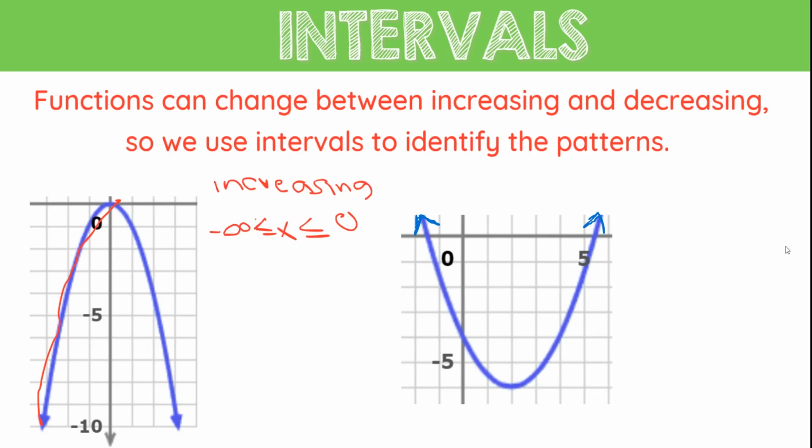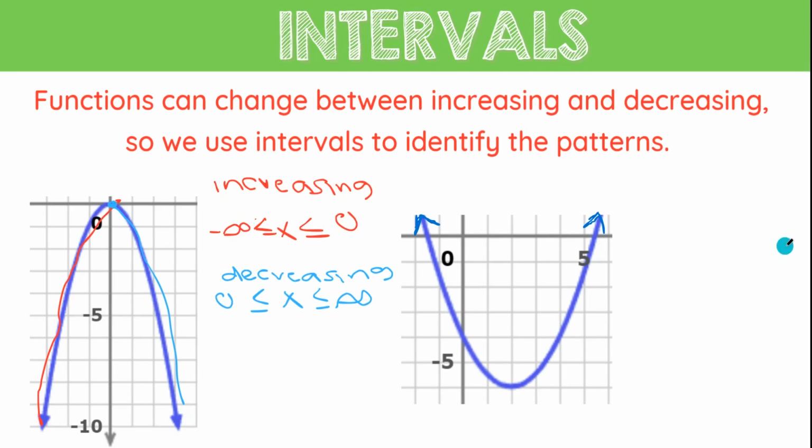On the other side, let me switch my pen color. Okay, so from this 0, after it was increasing, the rest of the time it's going to go down. So this tells us from 0 to positive infinity, it is decreasing. And this is how we will write intervals and decide whether they're increasing or decreasing. We'll put the value x in between the boundaries of where they're increasing and decreasing. Okay, let's look at the next example.